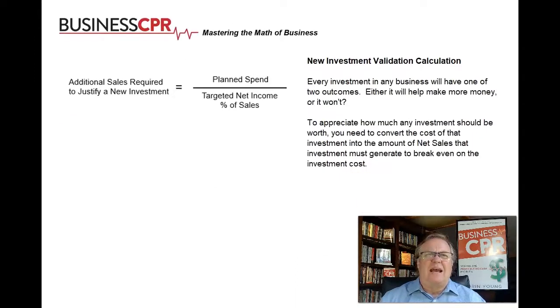In fact, the way I like to think about this formula is that every investment has one of two outcomes. It will either help the business make more money or it won't. Now, within those are varying degrees, but the point is there's only two outcomes with every investment. And to appreciate how exposed a business is, particularly a business that has limited cash to invest in new capabilities, this should be a foundational formula that's used all of the time.